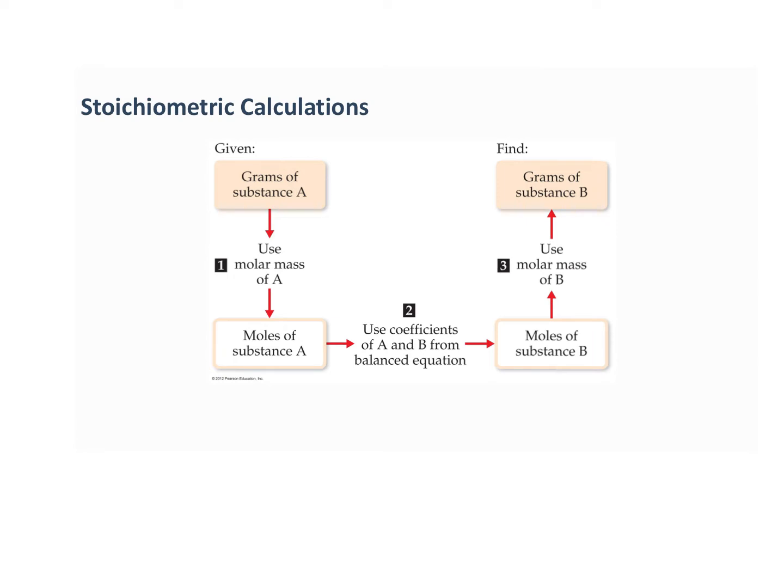What I mean by this is if you have a chemical reaction, A plus B goes to C, okay? And let's say you know how much A you have, and you need to figure out how much B you need to react with A to form C. You just can't say, hey, look, I have 1 gram of A, so I also need 1 gram of B. You need to figure this out based on the mole ratio.